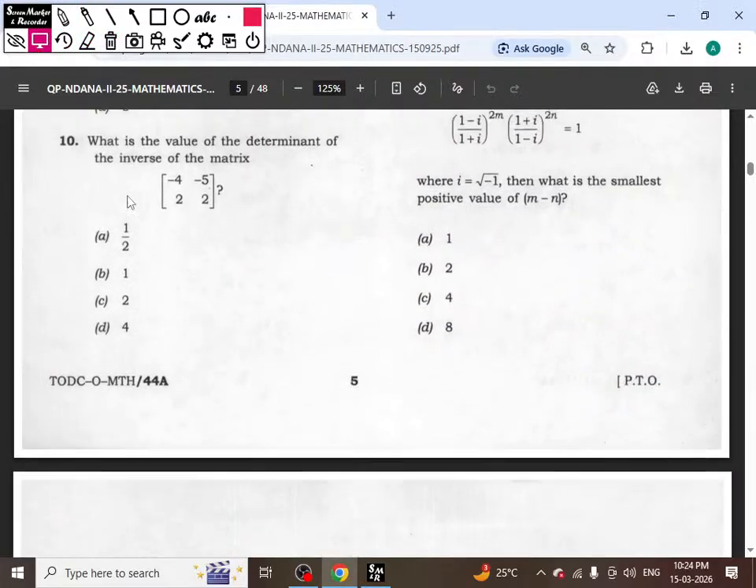Going downwards, what is the value of the determinant of the inverse of the matrix? First we will have to find out the determinant of the inverse of the matrix, so we will have to find A inverse.